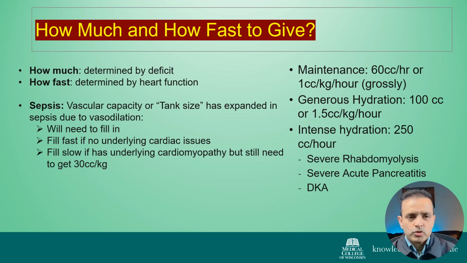For maintenance fluid, for the most part, 60 cc per hour, roughly 1 cc per kg per hour, is maintenance fluid. Generous hydration is somebody getting 1.5 cc per kg per hour, somewhere around 100 cc per hour. And intense hydration is something like 250 cc per hour. You tend to do that classically with severe rhabdomyolysis, severe acute pancreatitis, or diabetic ketoacidosis.